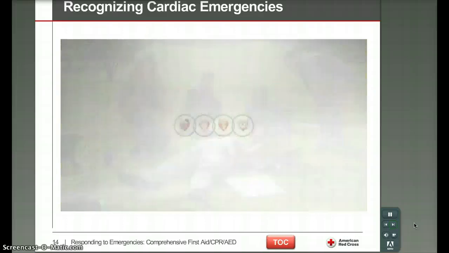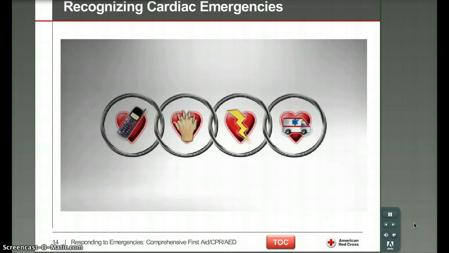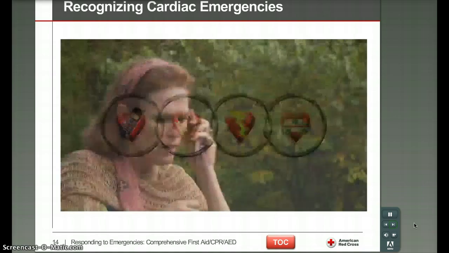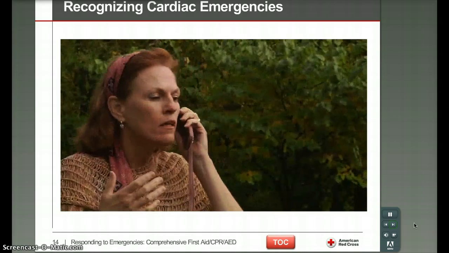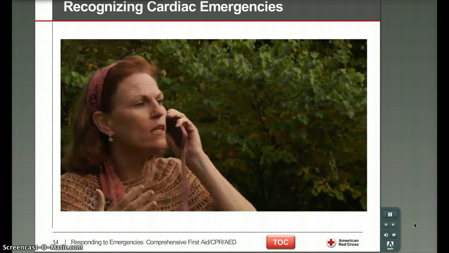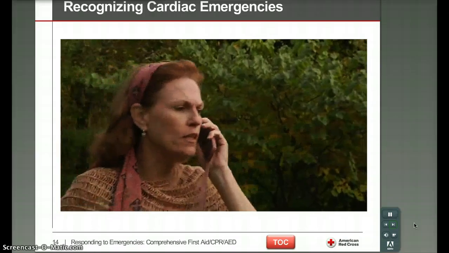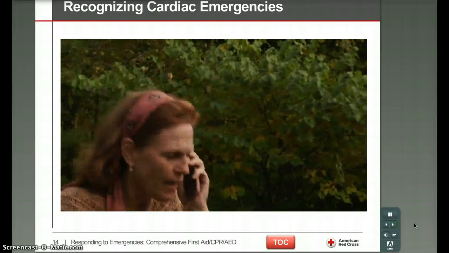Call 911. There are 4 links in the cardiac chain of survival that guide any response to a cardiac emergency: early recognition and access to the emergency medical services system, early CPR, early defibrillation, and early advanced medical care. The first link in the cardiac chain of survival is early recognition and access to the EMS system. Recognizing a cardiac emergency and activating the emergency medical services system gets help on the way quickly.